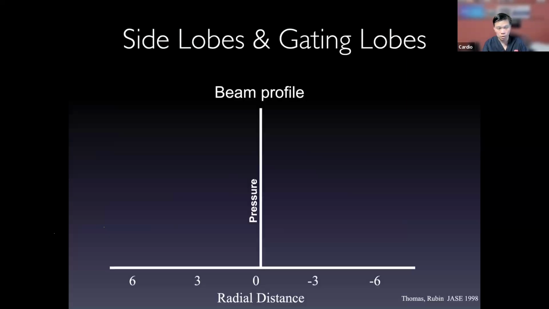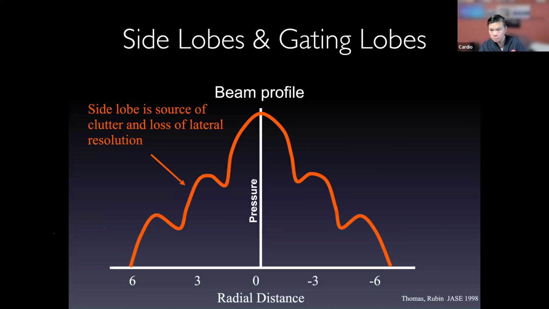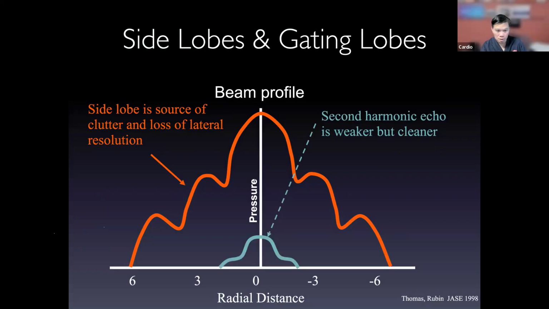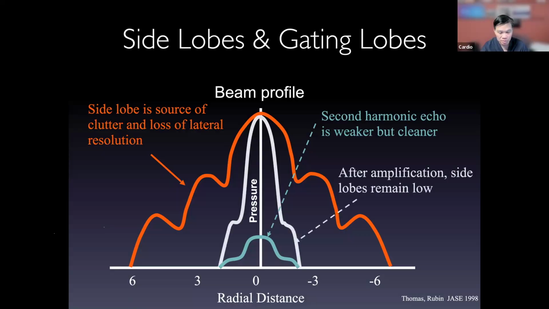The good news is with harmonic imaging, we're able to amplify what is in the second harmonic to eliminate all these side lobes. So what you do is you do not read the fundamental imaging, but instead you take the second harmonic imaging, which is weaker, but you can amplify it to make it back into the big one. In this way, if you read only the second harmonic echo signals, you're able to get rid of a lot of side lobes.